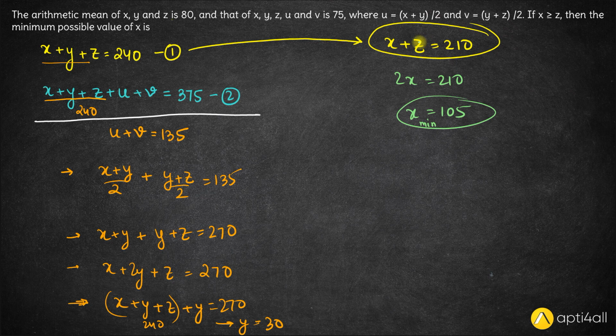Maximum value will be when z is least possible, and the least possible value of z can be 0 or negative or whatever. They are not necessarily positive numbers, right? So z can be negative or so on. So we are not bothered about the maximum value, we want the minimum value. The minimum value comes out to be 105. Thank you.